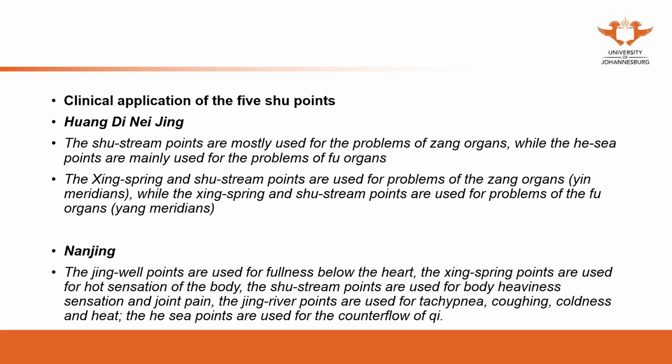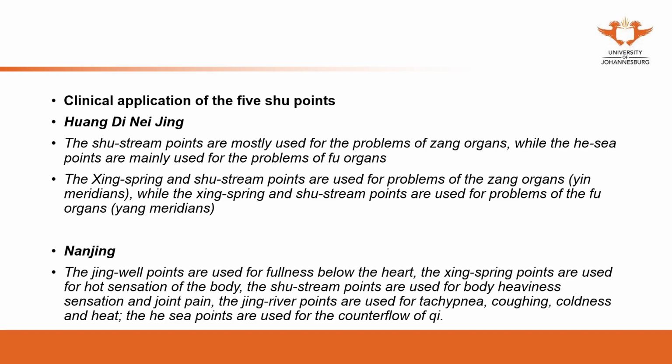Another clause in the Nanjing describes that the Jing-well points are used for fullness below the heart. The Ying-spring points are used for the hot sensation of the body. The Shu-stream points are used for body heaviness and joint pain. The Jing-river points are used for tachycardia, coughing, coldness, and heat. The He-sea points are used for the counterflow of qi.